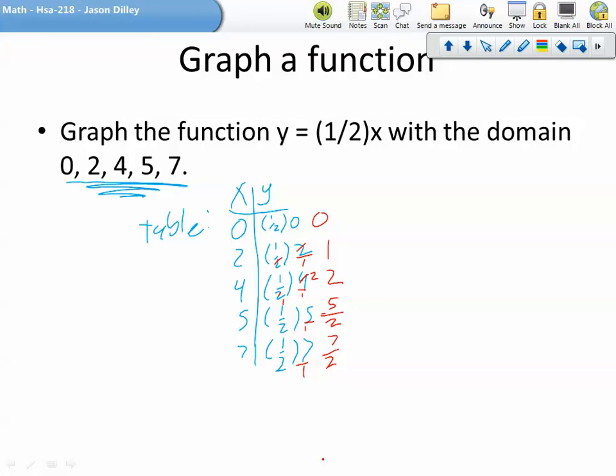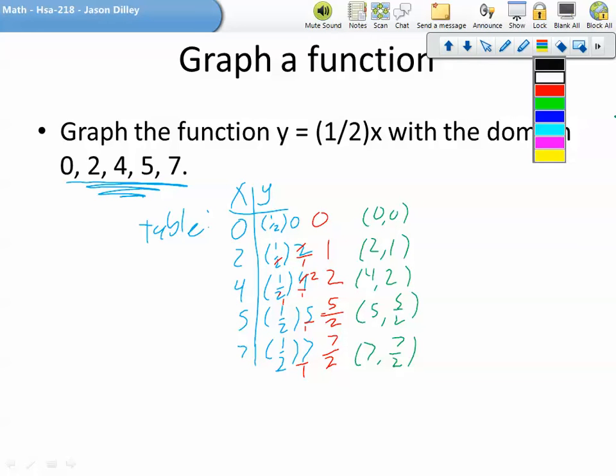So there's my set of ordered pairs that is going to go with this particular function. We have (0, 0), and we have (2, 1), and we have (4, 2), and (5/2) and (7/2). And we shouldn't be afraid that those are fractions, because fractions aren't scary. Fractions are your friends. And so we're just going to plot them where they belong on the graph.